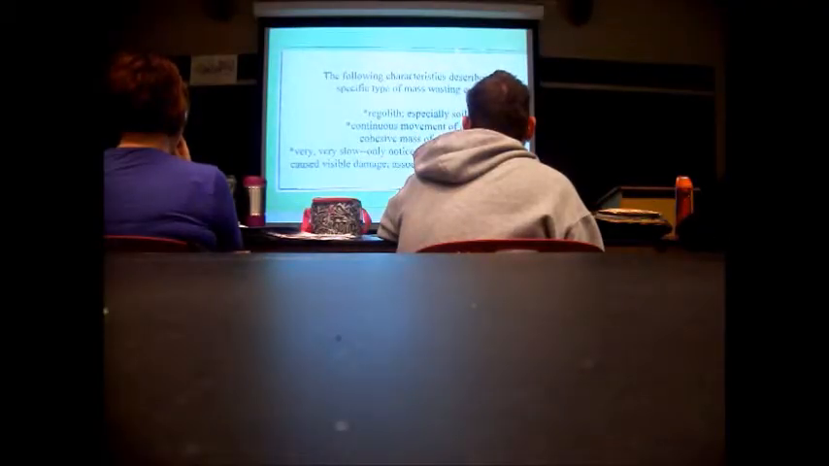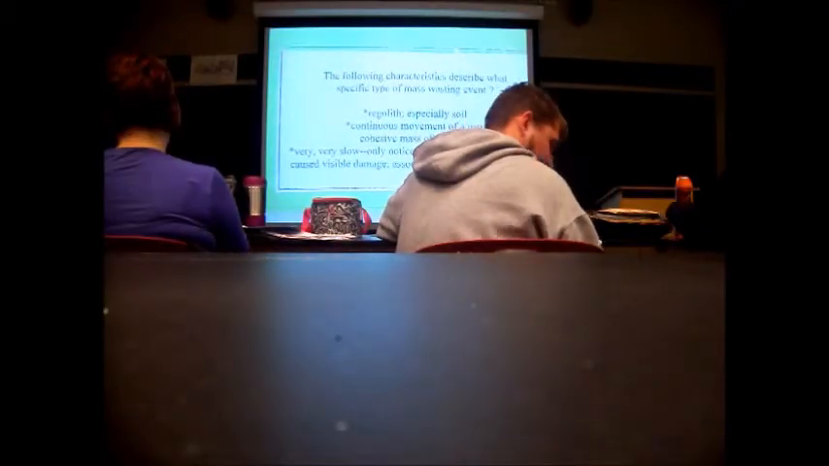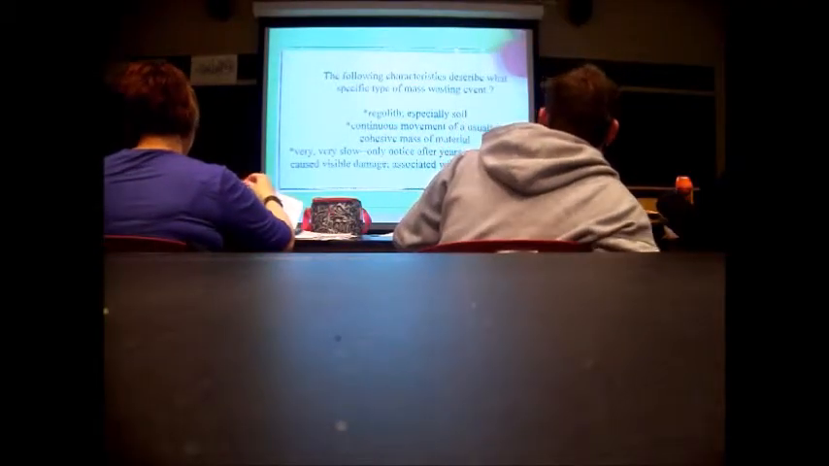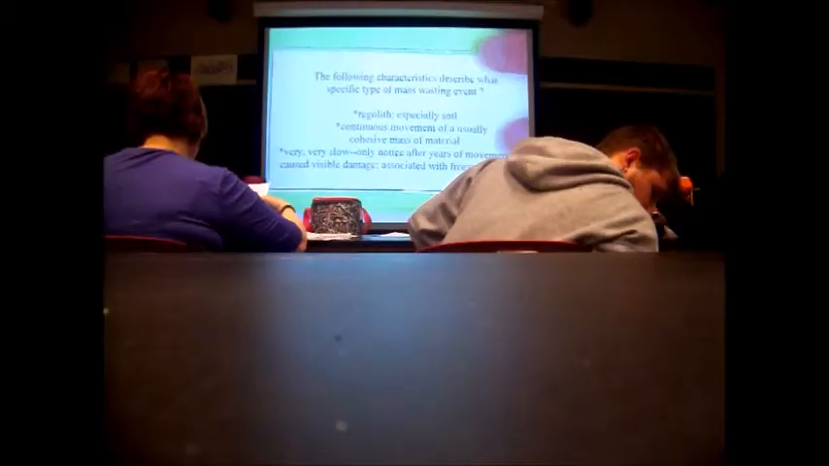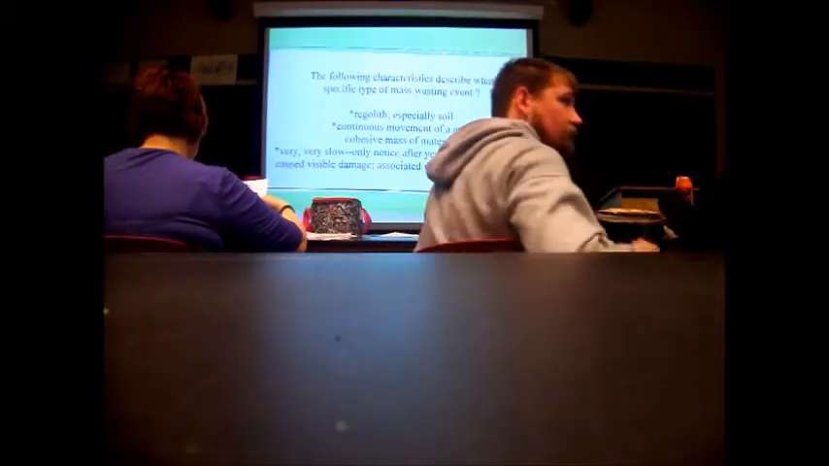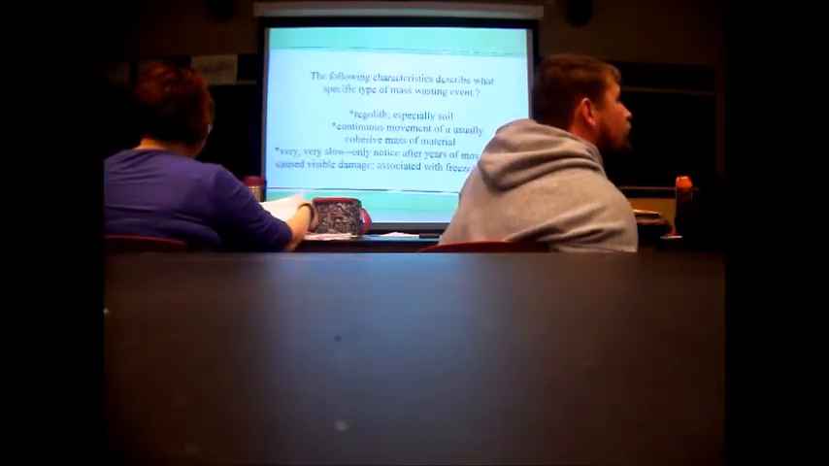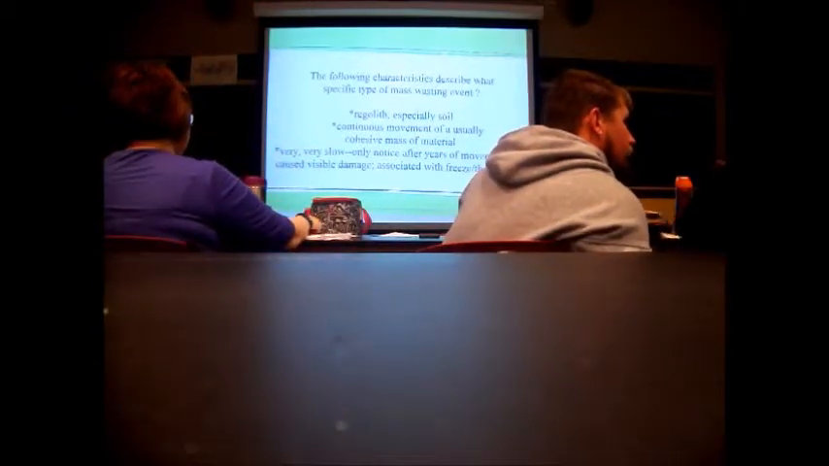The following characteristics describe what specific type of mass wasting event? Regolith, especially soil, continuous movement of a usually cohesive mass of material, very, very slow, only noticed after years of movement have caused visible damage, associated with freeze-thaw cycles.